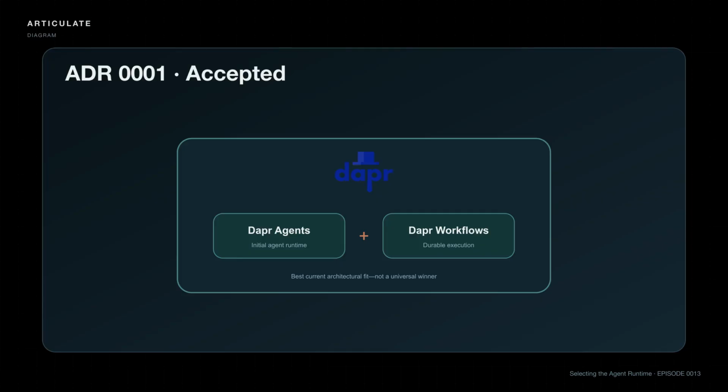So, I'm accepting ADR1. Articulate will use Dapr Agents as its initial agent runtime, with Dapr Workflows providing durable execution and orchestration. I think the word initial matters. I'm not saying Dapr is the best agent runtime. I don't think I've demonstrated that. What I'm saying is Dapr is currently the best architectural fit for Articulate. That's a much narrower claim.